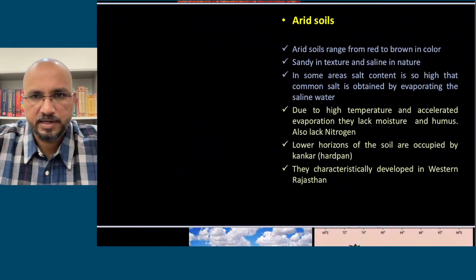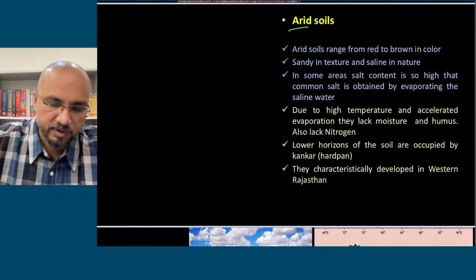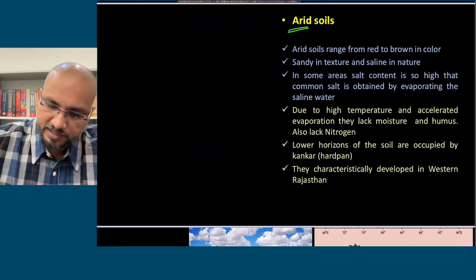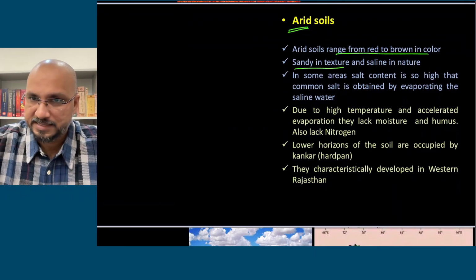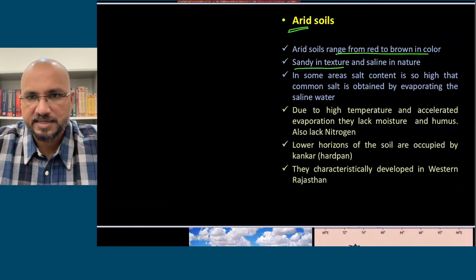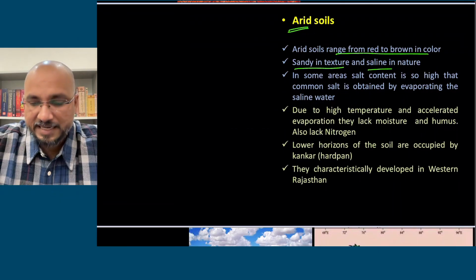Then we have arid soil. By the term arid we mean rainfall is less here. So arid soils range from red to brown in color. They are sandy in texture. The sand content is higher. What does texture mean? Proportion of sand, silt and clay. They are saline in nature.